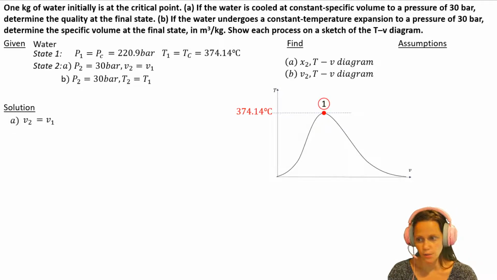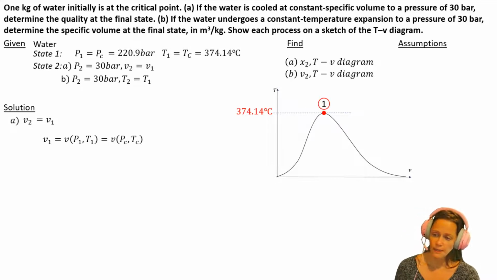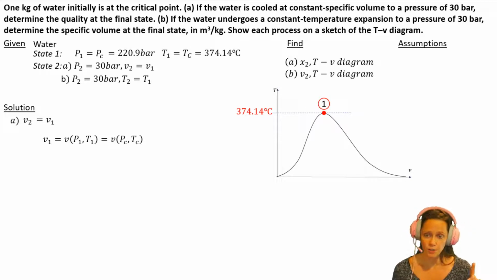All right, so for part A, our final state is 30 bar and our specific volume is the same as at state 1. So I've got to figure out, what is my specific volume at state 1? Well, it's going to be the specific volume at the critical pressure and critical temperature. So, all right, well, there you go. I know my critical temperature and pressure. What tables do I look in? Is that saturated? Is that compressed? Is it superheated? I don't know. Well, I just saw that that data is actually in my saturated table.